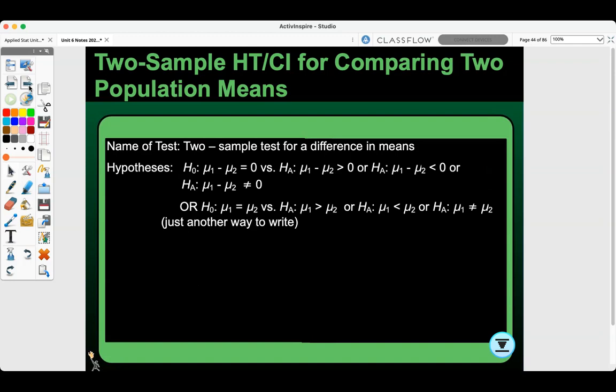The name of our test is a two-sample test for a difference in means. Our null hypothesis is going to be mu1 minus mu2 equals 0 versus our alternative: mu1 minus mu2 is greater than 0, or mu1 minus mu2 is less than 0, or mu1 minus mu2 doesn't equal 0. Another way that you could write this is mu1 equals mu2 versus our alternative hypothesis where mu1 is greater than mu2, or mu1 is less than mu2, or mu1 doesn't equal mu2. That's just a different way that you can write the hypotheses.